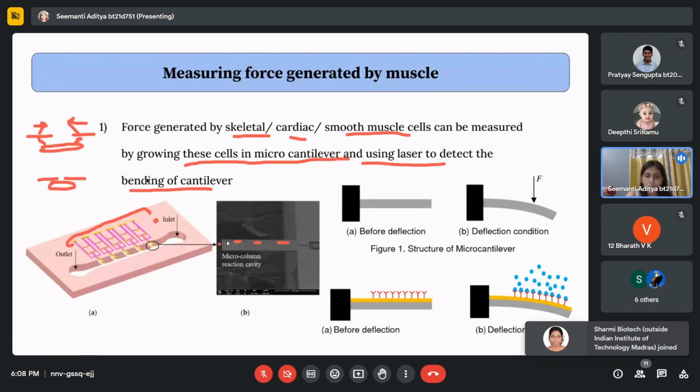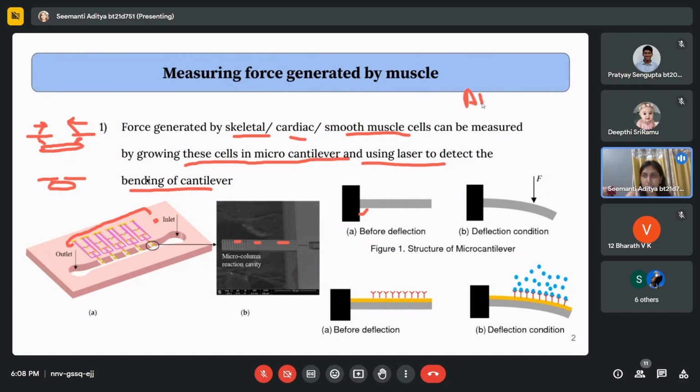Once these cells are grown on the surface of this micro cantilever, this is the cantilever before deflection. If there is no bending, then the cantilever is in a straight position, so the angle between the baseline and the cantilever is 90 degrees. But if there is any force, if there is contraction and relaxation happening, then the micro cantilever will bend like this. This is also the principle of atomic force microscopy, or AFM.